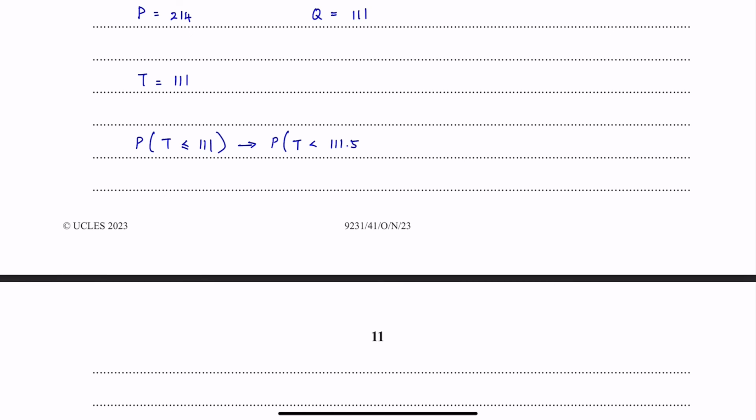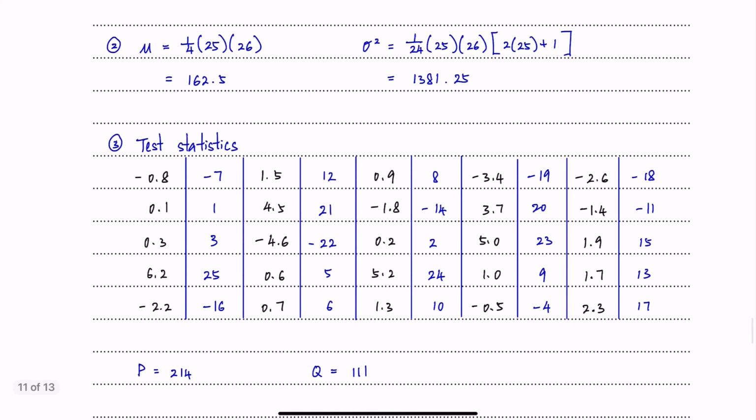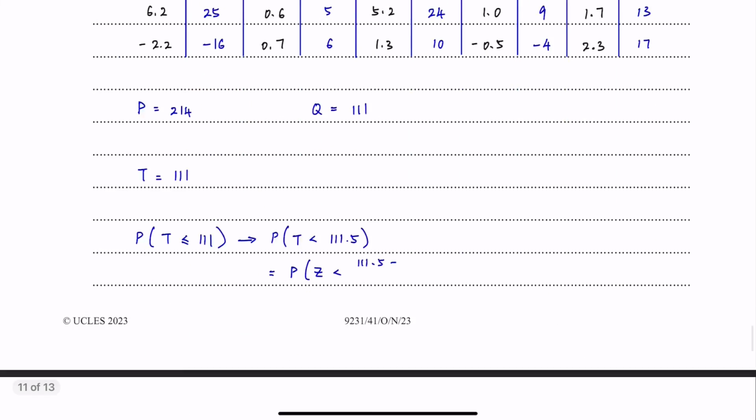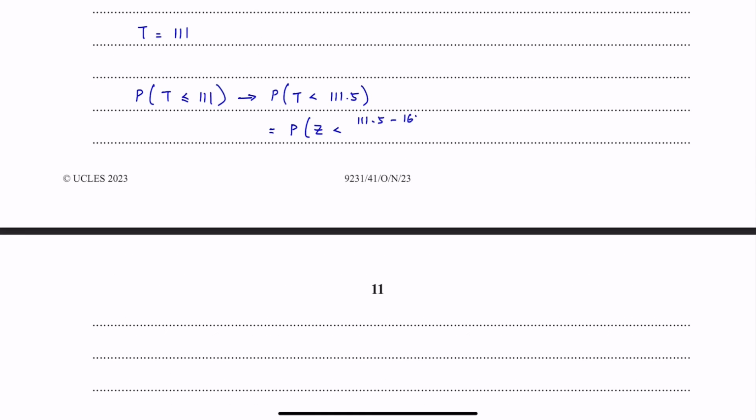So we can start finding the z value. Z would be 111.5 minus the mean, which is 162.5, divided by the square root of variance, 1381.25, square root that. This would give us negative 1.372.